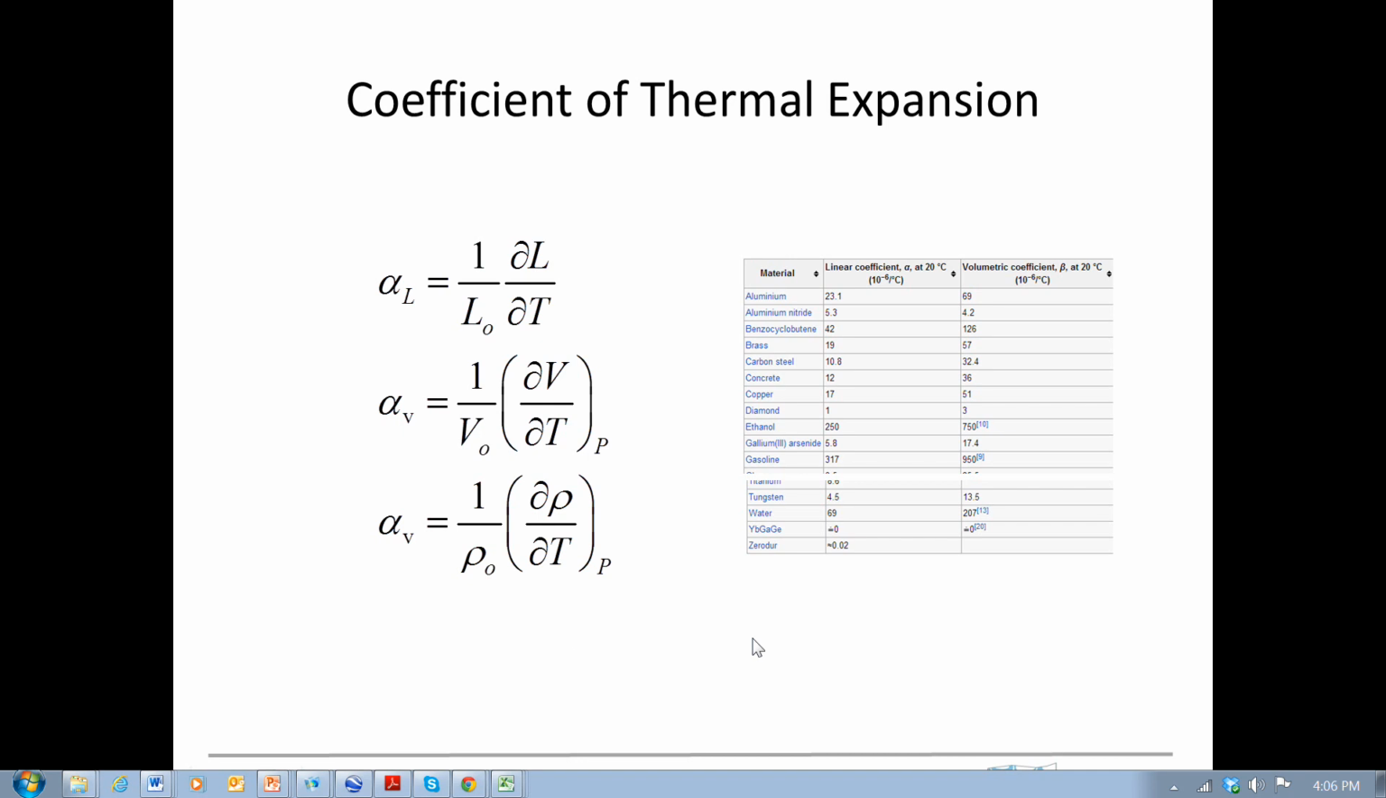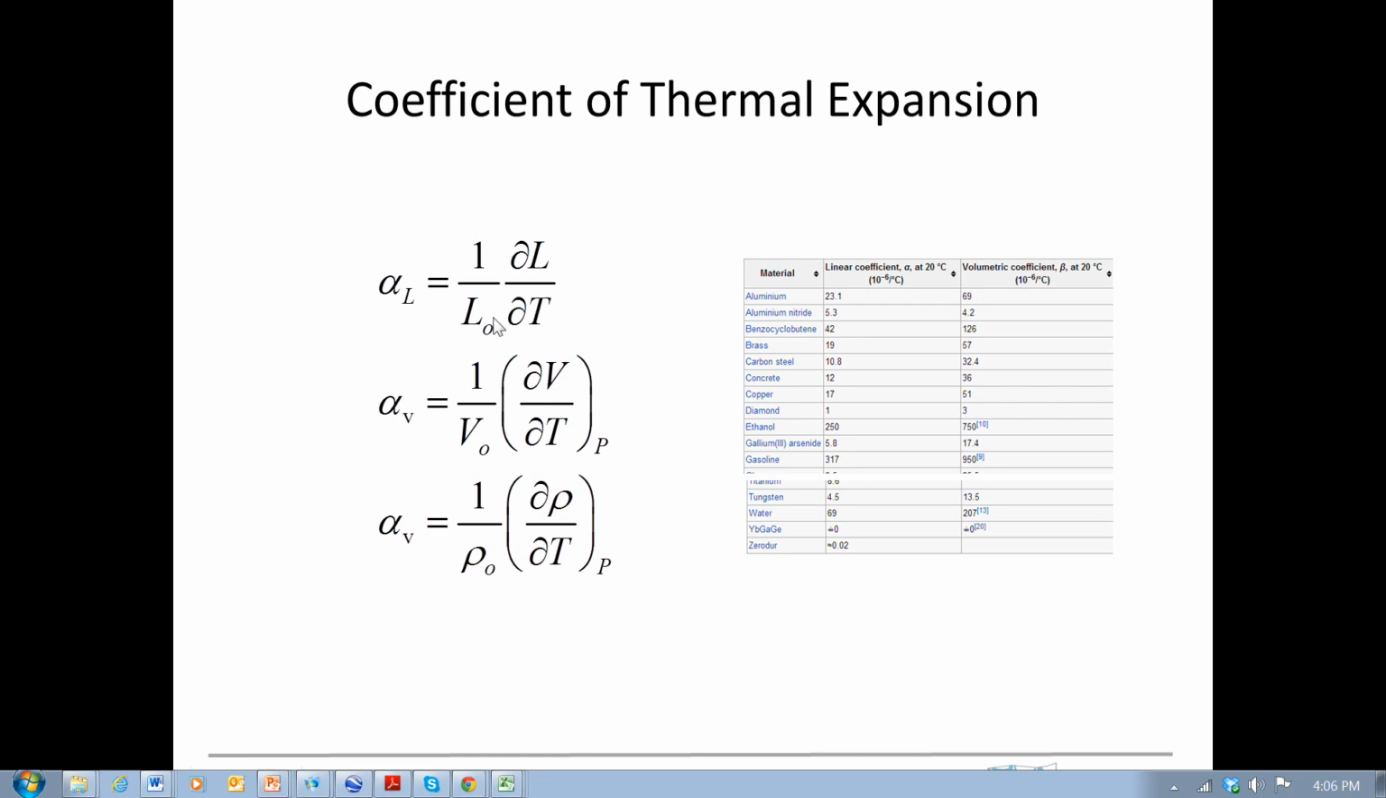The reason why free convection happens is because fluids change density when they change temperature. And this occurs because of thermal expansion. The coefficient of thermal expansion is how the thermal expansion is characterized. And there are two different flavors of the coefficient of thermal expansion. This one, alpha L, is the coefficient of linear expansion.